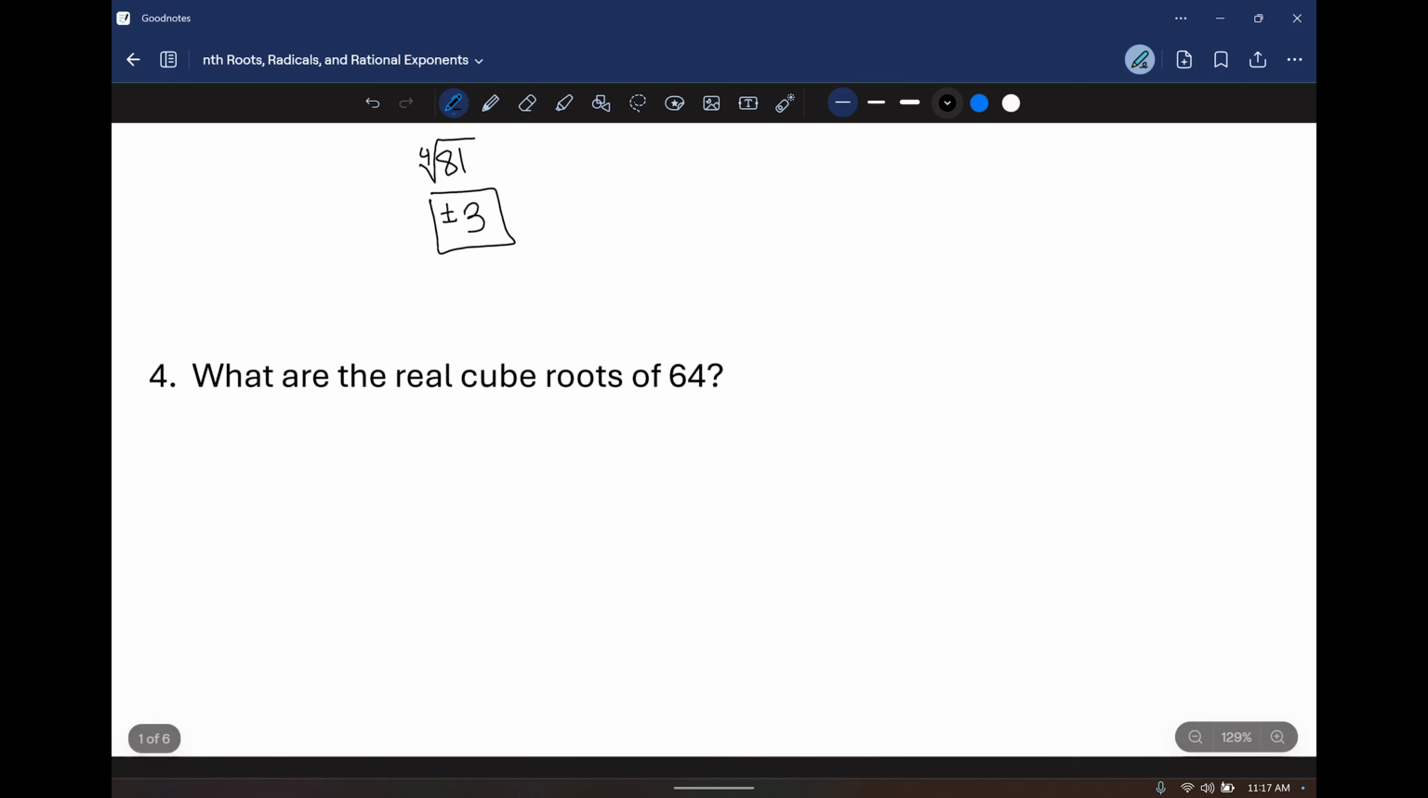And what are the real cube roots of 64? So the cube root of 64. That is an odd root, so I'm going to have just one answer, and it is a positive 4.